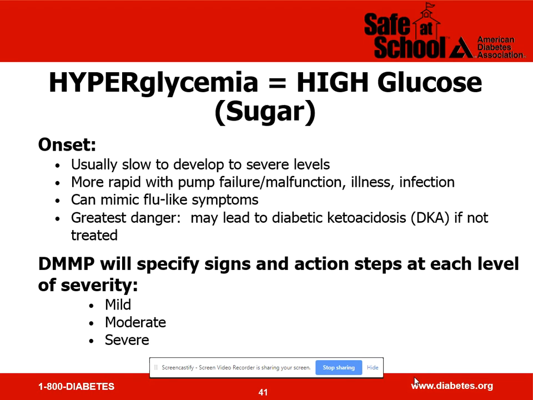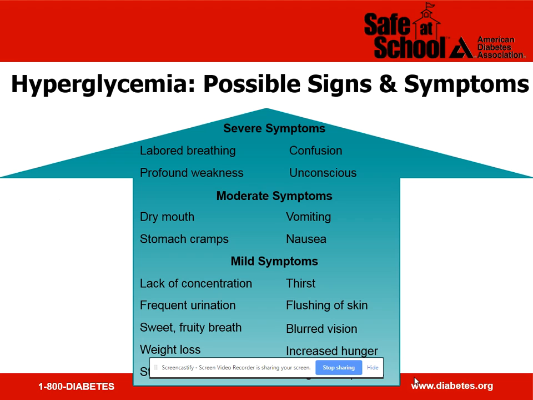Glucose is a simple sugar found in blood that fuels all the body cells need to function. Hyperglycemia, or high glucose, is usually slow to develop to severe levels, but more rapid with pump failure or malfunction, illness or infection. It can mimic flu-like symptoms. The greatest danger is that it may lead to diabetic ketoacidosis if not treated. The plan will specify signs and action steps at each level of severity from mild to severe. Below are some possible signs and symptoms of hyperglycemia.